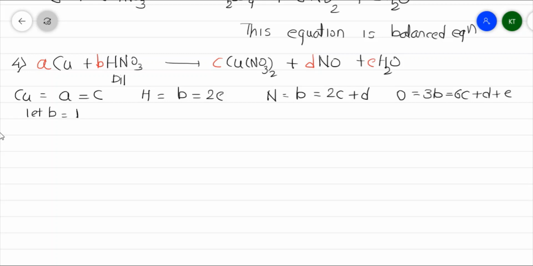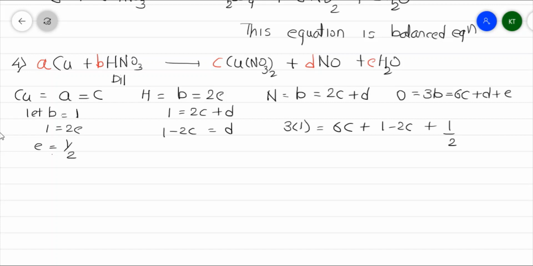If I assume B is equal to 1, I'll get 1 is equal to 2E, so E is equal to 1 upon 2. Then I have 1 is equal to 2C plus D, so I have 1 minus 2C is equal to D. Now substituting these values of B, E and D in the equation 3B is equal to 6C plus D plus E: for 3B I have 3, is equal to 6C, C value I don't know, plus D value, I just got 1 minus 2C, and E value I got as 1 upon 2.